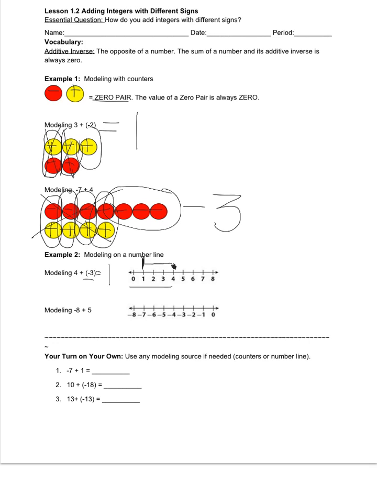Now for the last example, we have negative 8 plus 5. So once again, my first number tells me where I start, so I plot my point at negative 8. And now I'm going to move to the right 5 places. And I move to the right because 5 is positive, and positives are to the right. So I'm going 5 places to the right. 1, 2, 3, 4, 5. And I am at negative 3. So the sum of negative 8 and 5 is negative 3.